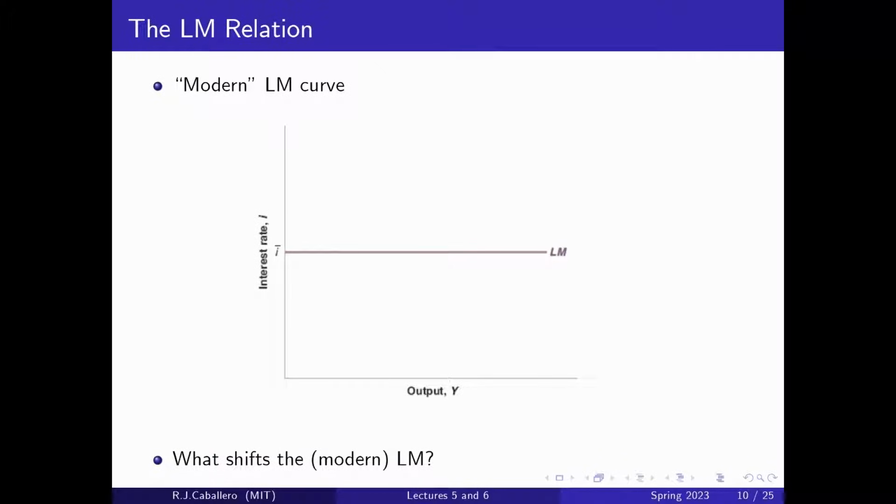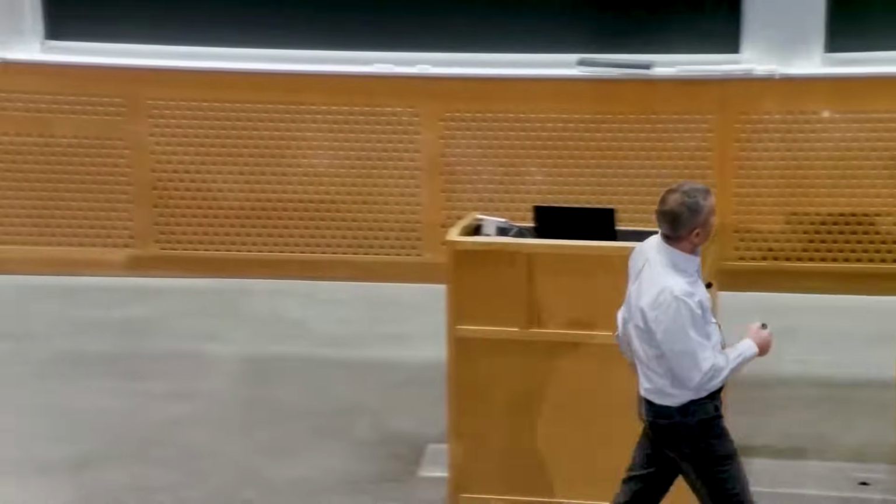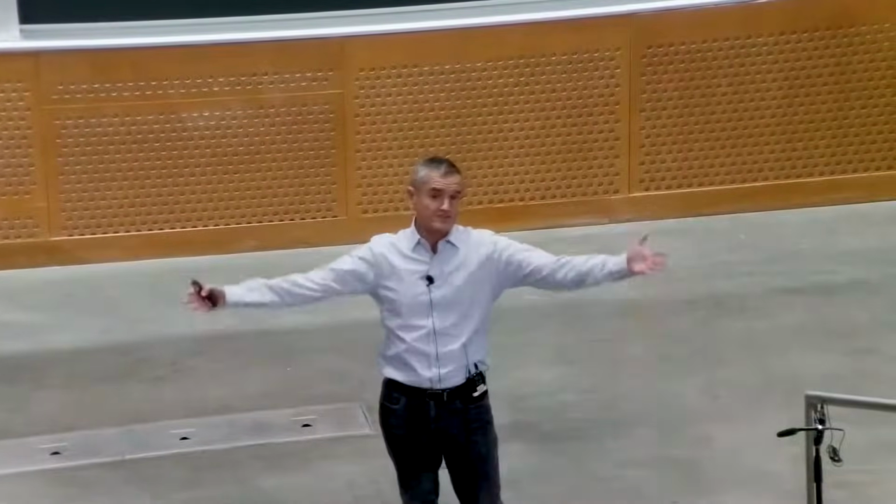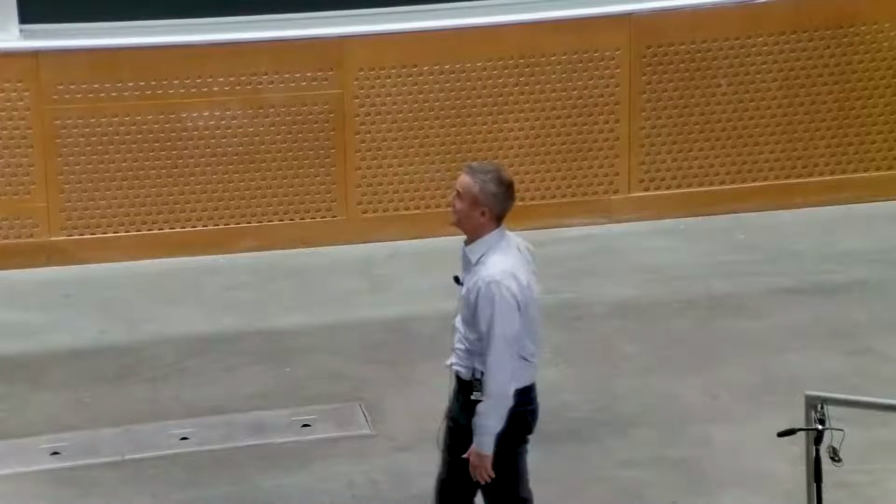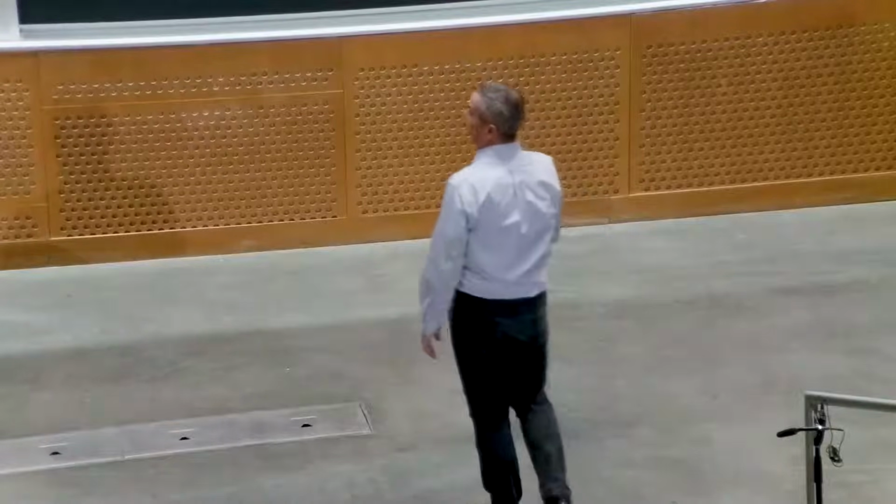And that's the LM. Now, this particular LM says it's a flat curve. It's not a function of output. The Fed sets the interest rate. That's the reason. It's flat, not upward sloping or anything. So I asked the question, what shifts the modern LM? Only the central bank, because the central bank is the one that sets the interest rate.